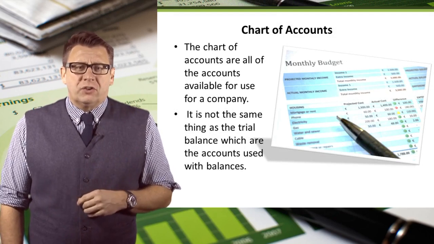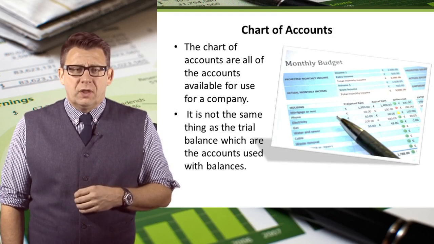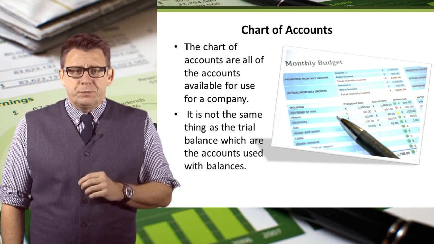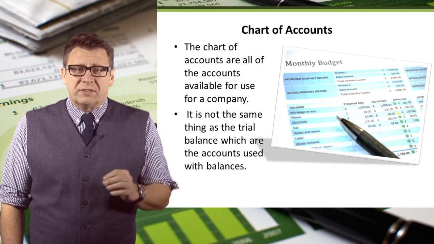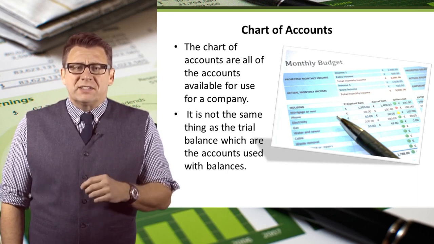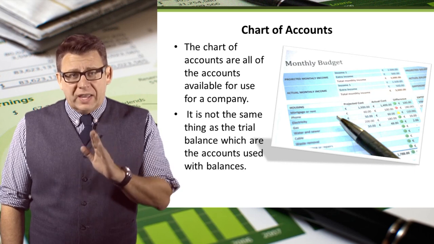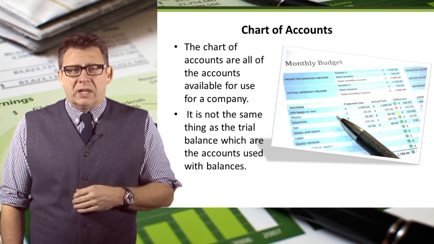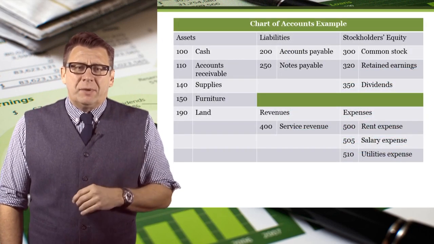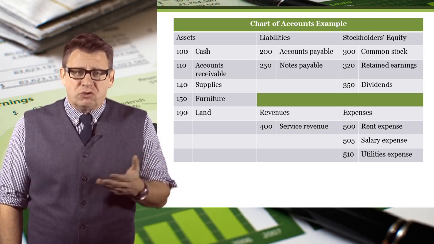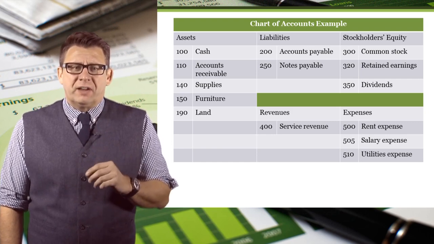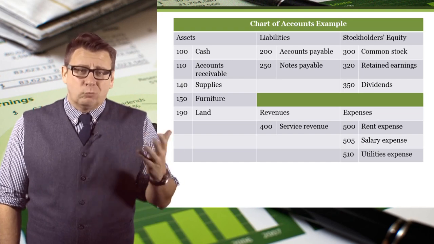Some additional terminology that you should be aware of is the chart of accounts. The chart of accounts are all of the accounts available for use in a company. It is likely that accounts on the chart of accounts may not be used all of the time. The chart of accounts is not the same thing as the trial balance, which are the accounts that are used and have balances. Here is a short example of a chart of accounts. In academia, we identify accounts by their names, like cash or service revenue. But in real life and in accounting information systems, accounts are identified by an assigned account number, like 100 or 400.